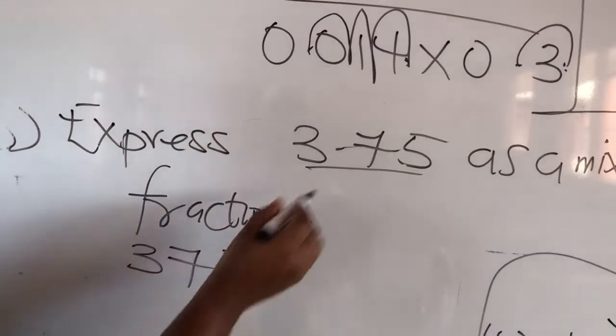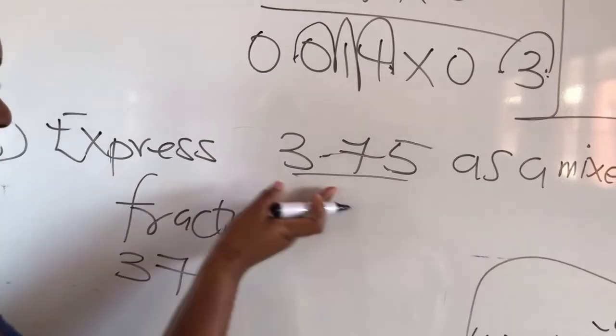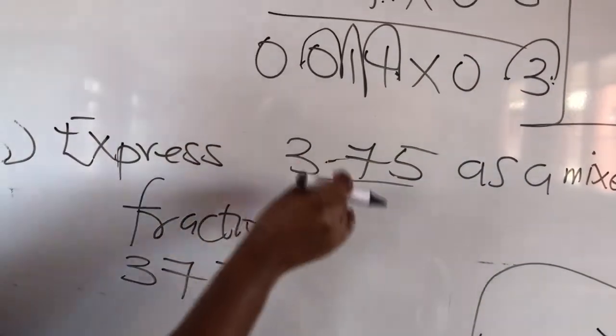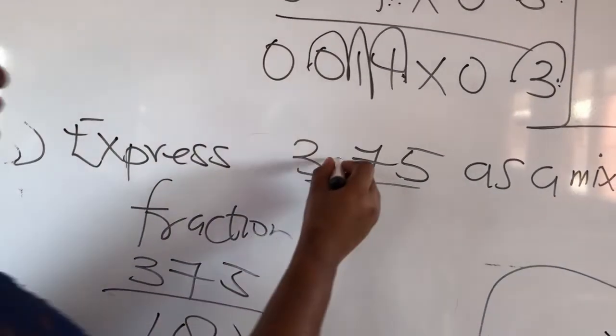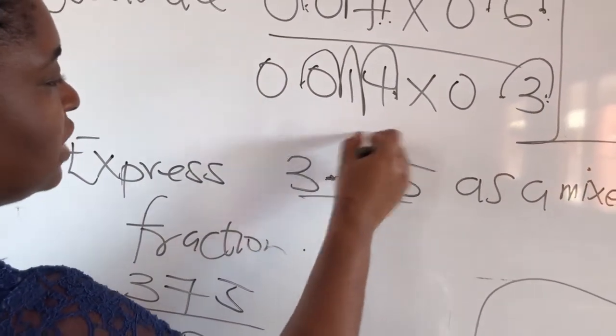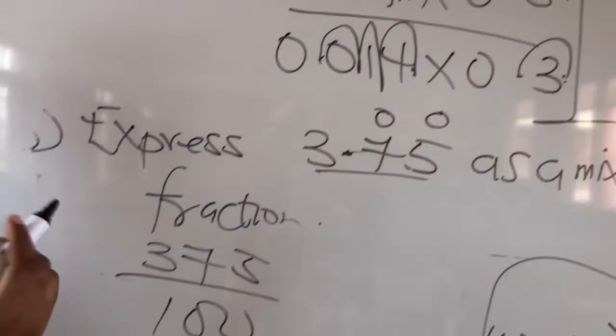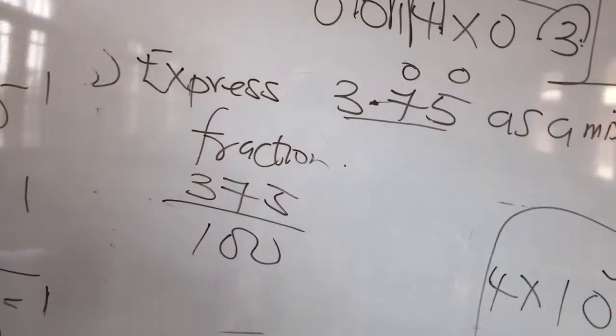375. Anytime you see a decimal, that means the denominator will be a power of 10, either 10, 100, 1000 and so on. So this one will be over what? 100. Because how many decimal places do we have here? We have 2. So 0, 0, making it over 100. You cancel out. Now, cancel out for me to see.